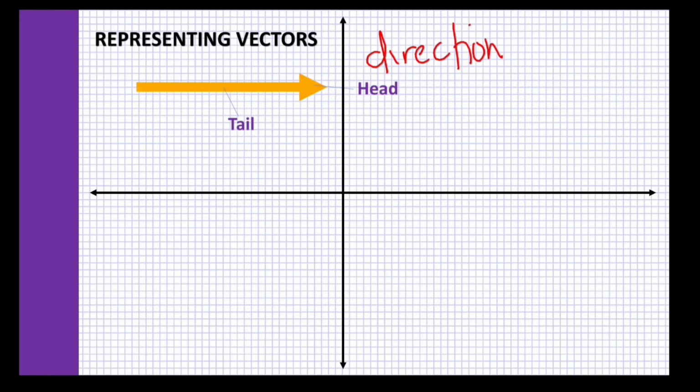Where is the vector going? And the tail is the size of the vector. So if you're going to represent a small vector, you're going to have a shorter tail. A large vector, a larger tail. Okay.